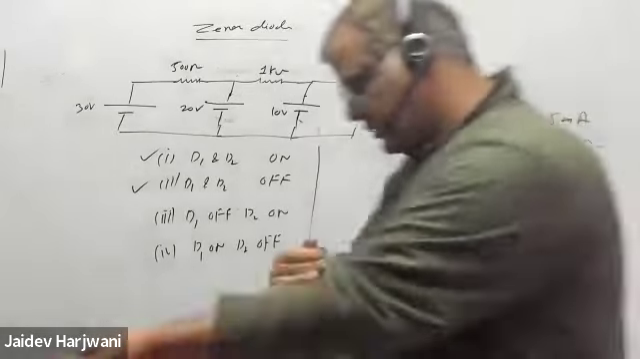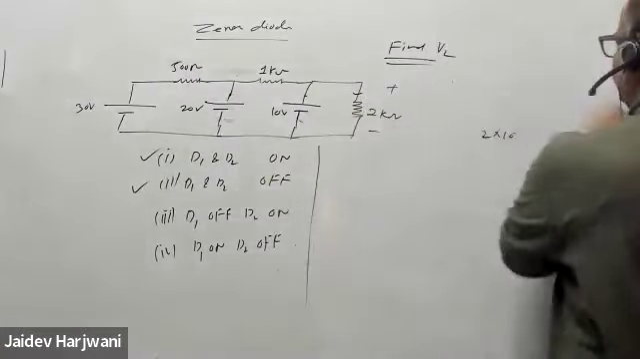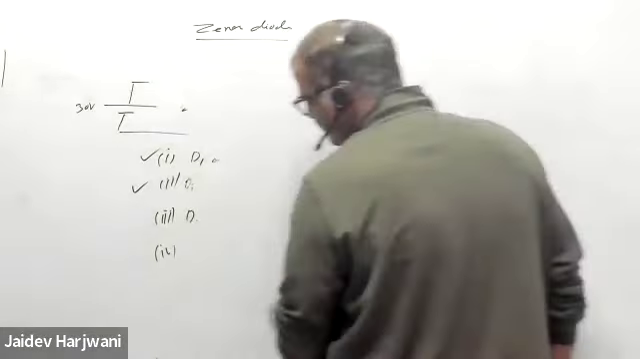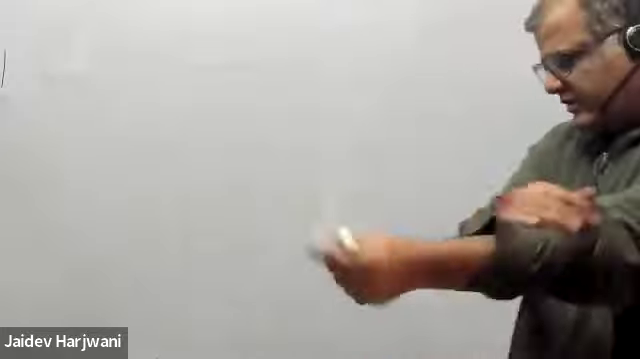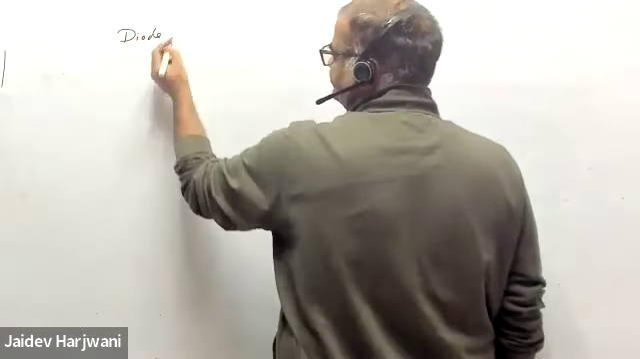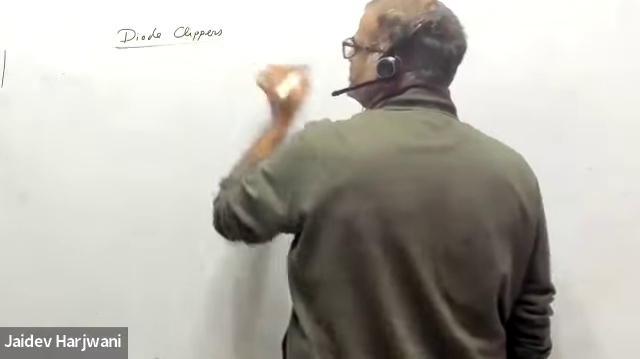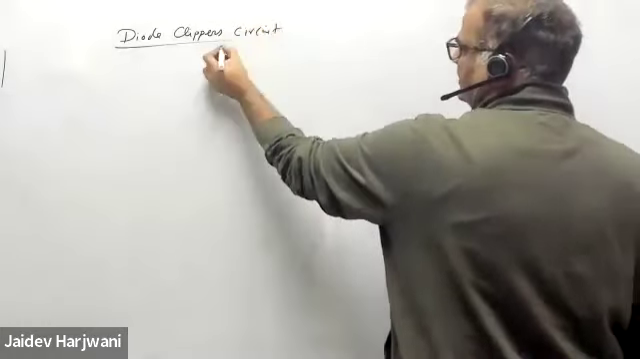So let us now go to the next topic. We'll come back to the Zener diode again when I use it in some circuits. We will use the Zener diode many times. Now I am going to another application, diode clipper circuits. Diode clippers and clampers. First we'll discuss diode clipper circuits.